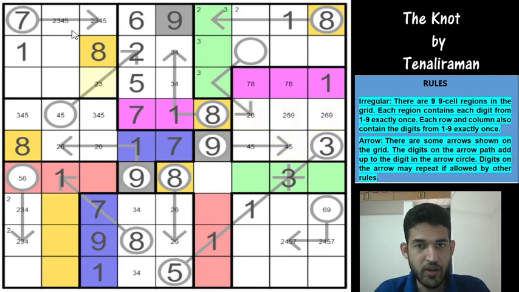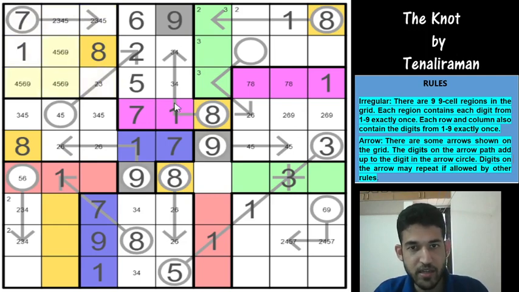So I know that 2 and 3 must be in these 3 cells, right? Because if this is a 2, this becomes 3 plus 4, and if this is a 3, this becomes 2 plus 5. So 2, 3 are going to be in these 3 cells. So 1, 7, 8, 2 and 3, so remaining must be 4, 5, 6 and 9, but 5 is ruled out from here, so this is 4, 6 and 9. Sorry, it must be 4, 6 and 9.